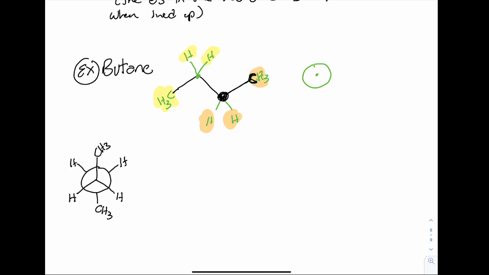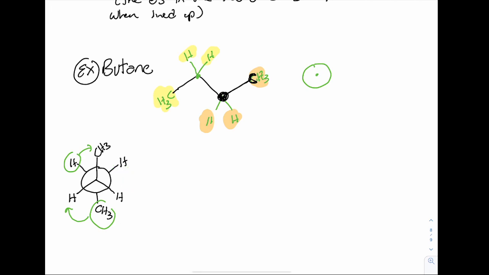Because I like to be systematic about it so I don't miss anything, I'm going to rotate the back carbon. You can rotate the front carbon if you want, but I'm going to take the back carbon and rotate it clockwise 60 degrees. So essentially I'm going to take this group and it's going to come over here and eclipse this. This hydrogen is going to come over and eclipse that. This is going to come down and eclipse that. So we're going to take the whole back carbon and rotate it those 60 degrees.